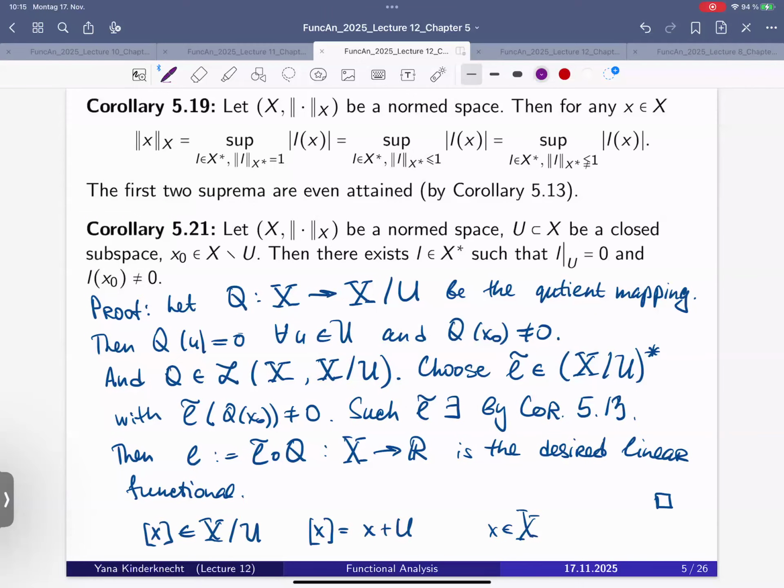Let me take another color. So the norm of this class of equivalence in this factor space is defined as follows. It's the infimum over all norms of Z, such that Z belongs to this class of equivalence. And then one has to show, of course, that this is a norm and everything is fine. So it is an exercise. But this you can read in the book of Bogachev, which is the main source of literature in this course.